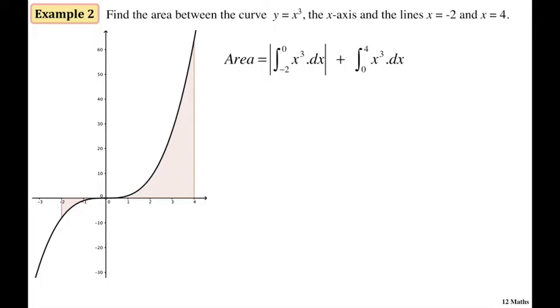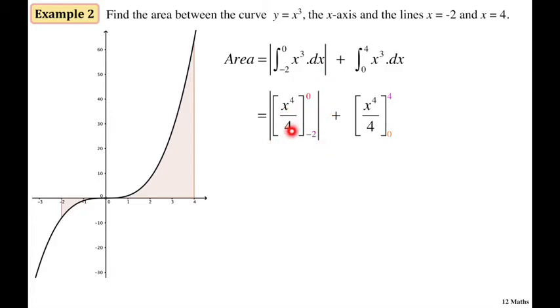Now when you integrate x cubed, it just becomes x to the power of 4 over 4, because you add 1 to the power and divide by the new power. So we end up with this. For the first part, it becomes x to the power of 4 over 4, and we put our numbers, minus 2 and 0 there, plus x to the power of 4 over 4, and we put our 0 and our 4 there. Notice I still have the absolute value signs there.